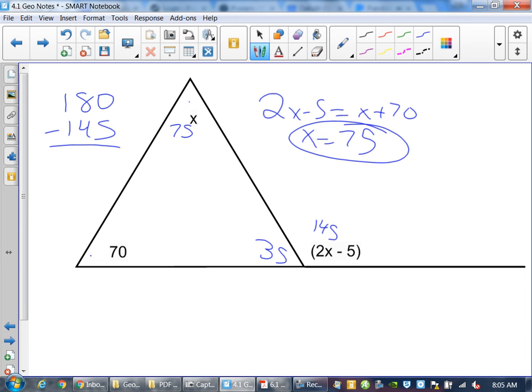Notice, see how these two guys are supplementary? These two added up are supplementary to that. Hey, remember when we did that whole congruent supplements? Exactly. That's one of the reasons why this stuff works. Okay? I'm not going to make you guys do a proof of that. Not a big deal.